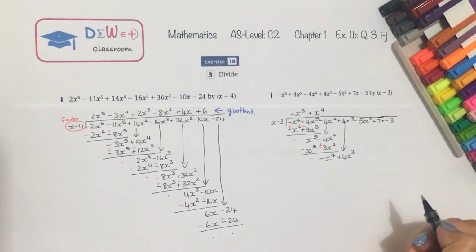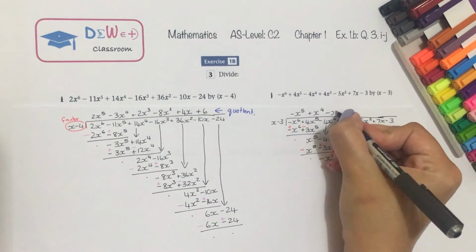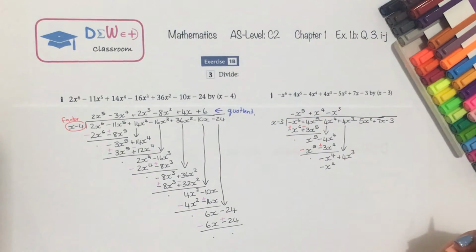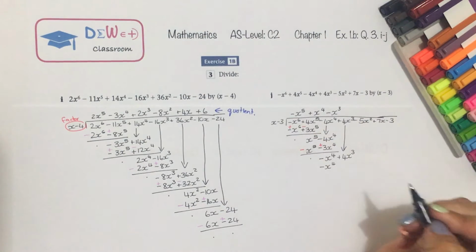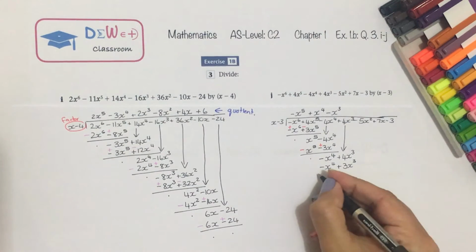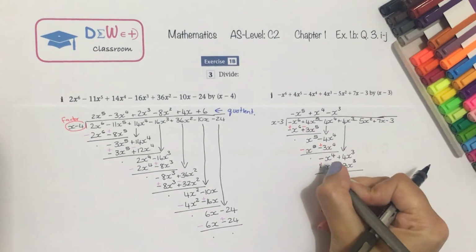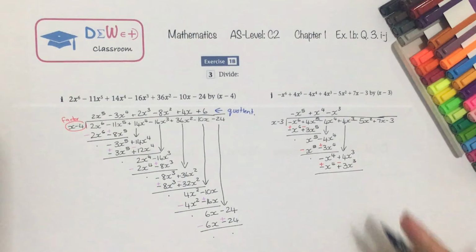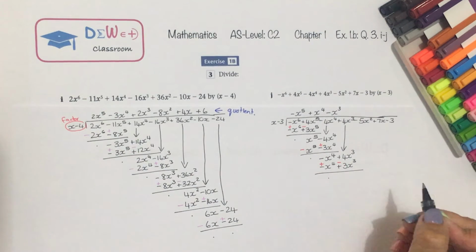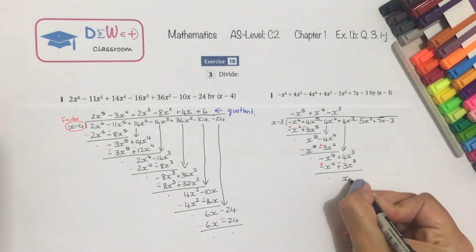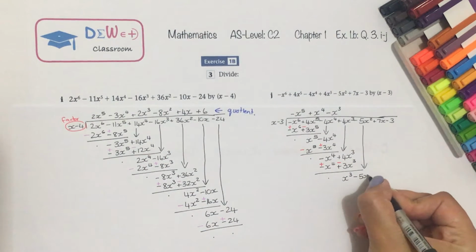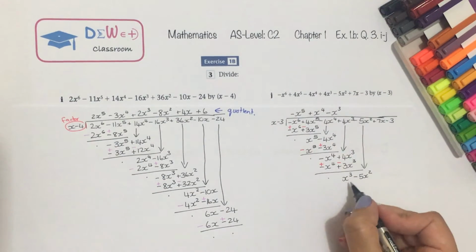So minus x to the power of 4 divided by x is minus x to the power of 3. We multiply that back in to get minus x to the power of 4. Minus x cubed times minus 3 gives us plus 3x cubed. We need to subtract them, so we change both of the signs. Minus x to the power of 4 plus x to the power of 4 is 0. 4x cubed minus 3x cubed is x cubed. We bring down the minus 5x squared, and we start dividing again.